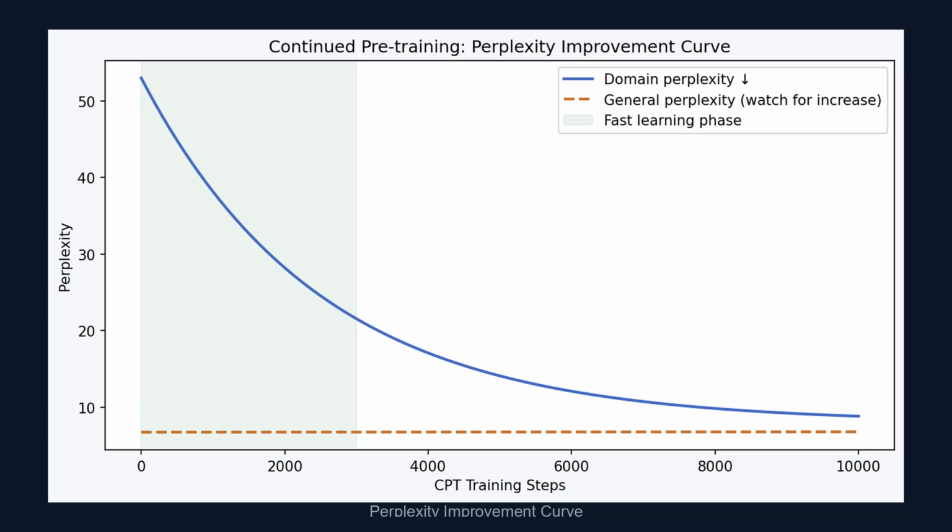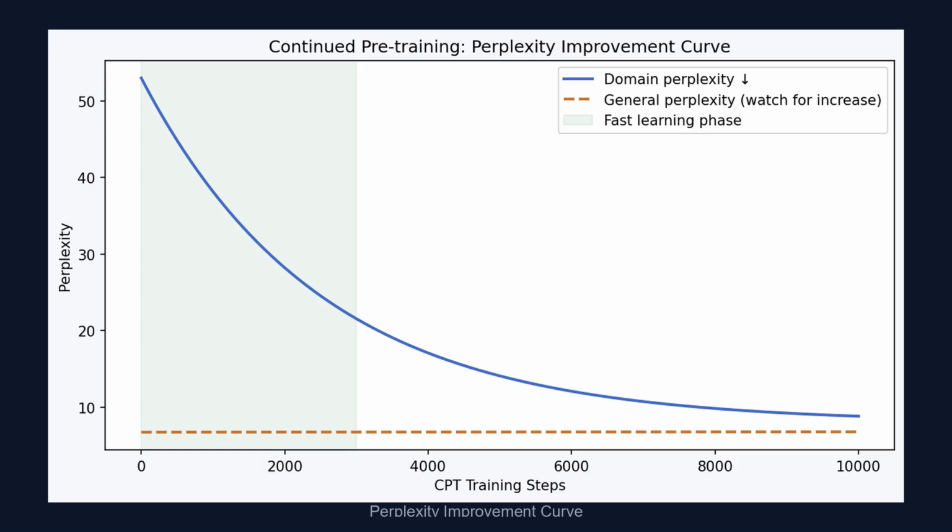This perplexity curve is one of the most useful diagnostic tools you have during CPT. Perplexity measures how surprised the model is by the next token. Lower perplexity means better prediction, which means better domain understanding. The blue curve, domain perplexity, drops sharply in the early training steps, that fast learning phase marked on the left, then continues declining more gradually. That's exactly what you want to see.